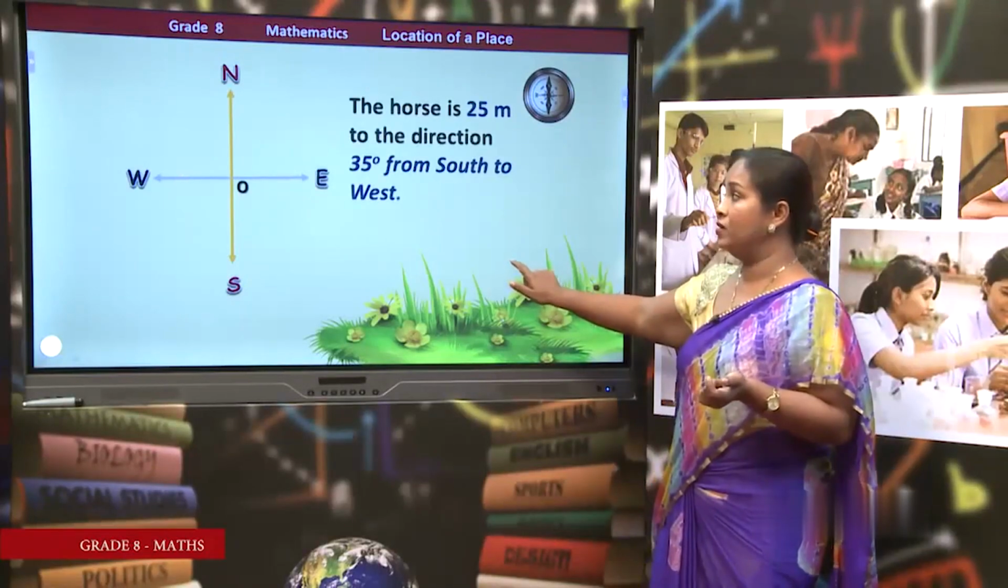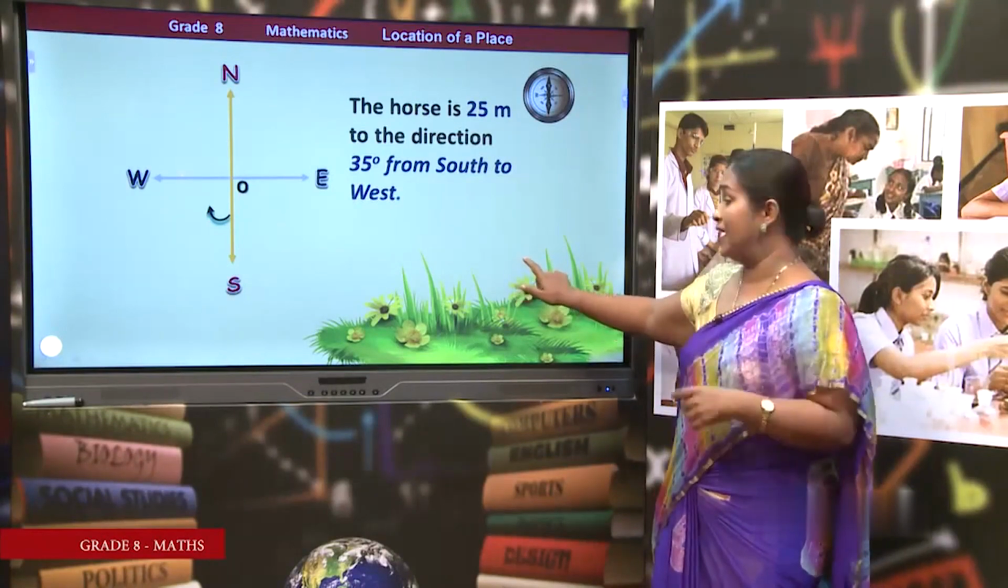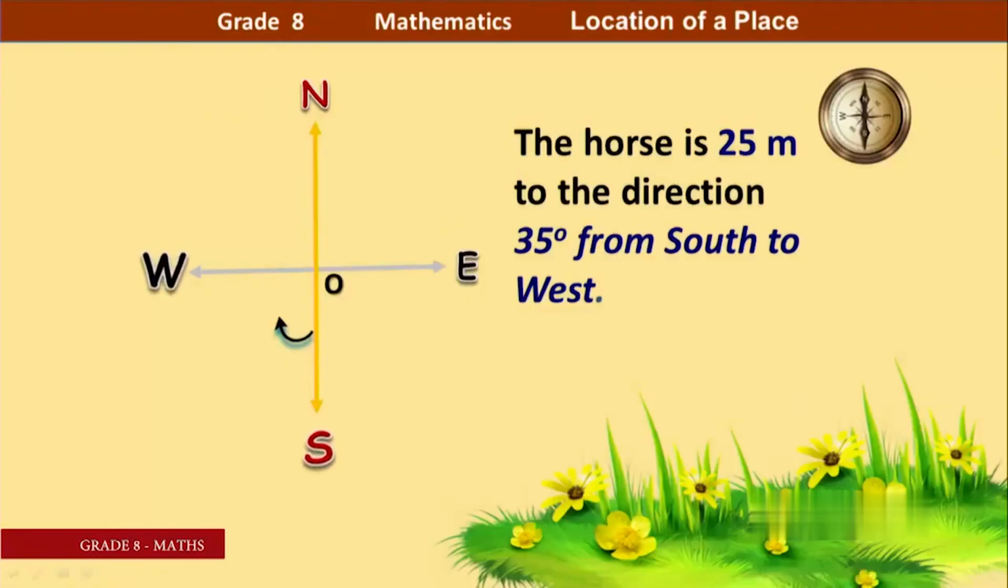Earlier we found the horse 35 degrees from south to west. Yes, 35 degrees. The distance now is 25 meters. So, we can exactly find the horse if we walk along 25 meters in the direction 35 degrees from south to west. Here we go, this is the horse. So, for the location, we should mention both direction and distance.